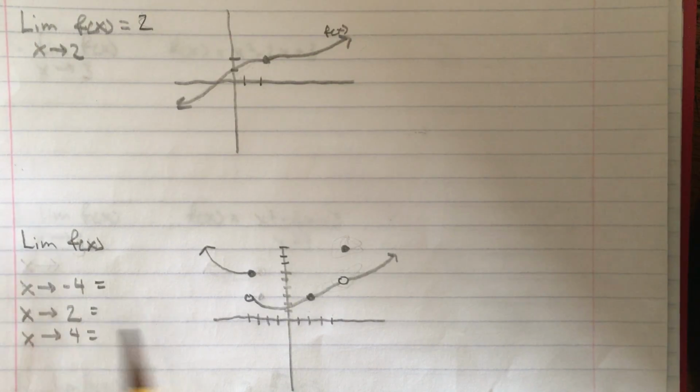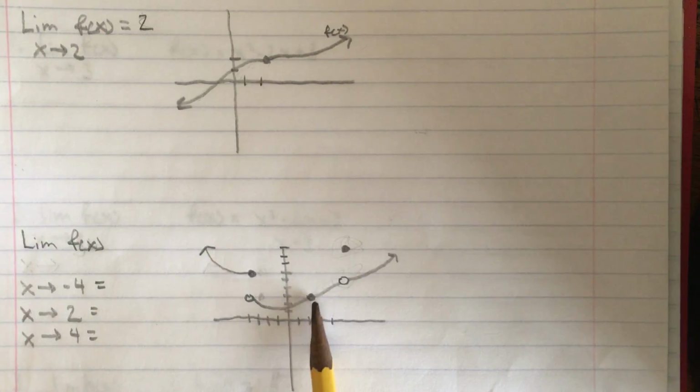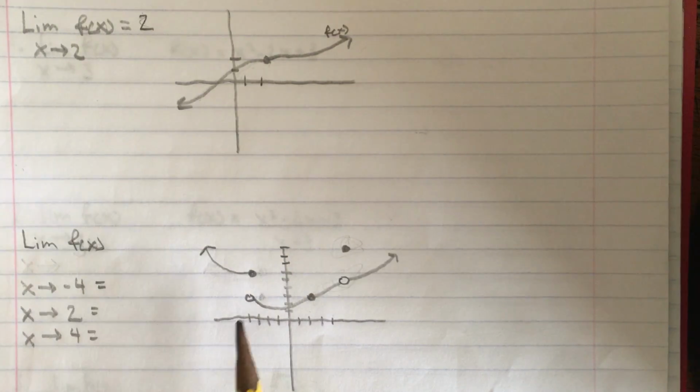Moving on to number 2, we are trying to find the limit of f of x as x approaches 2. So let's see it from the right, it approaches 3. And from the left, it also approaches 3. Therefore, the limit of f of x as x approaches 2 is 3. That is a very simple problem, very similar to the last example.